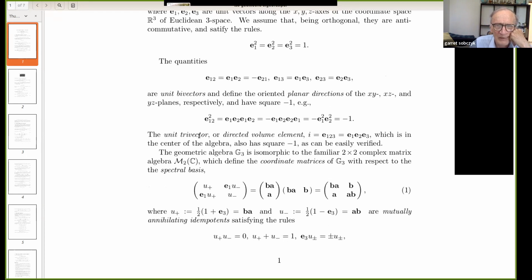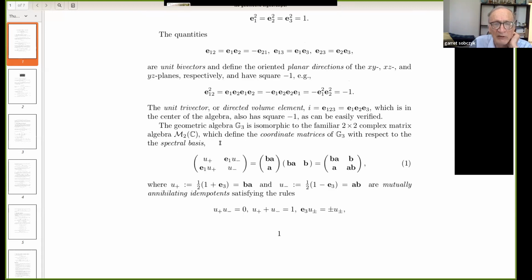Okay, so again, we see that the complex number I, which is formally just the square root of -1, now has a geometric interpretation of a unit trivector, namely E1 times E2 times E3, but also has square -1.